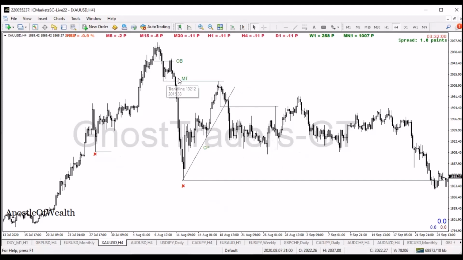So what we're going to be looking for is actually a mitigation block or an order block. In this case, we find that we have a mitigation block. So we're going to take that trade there. Another thing that you need to keep in mind: after price drops, we get to see price pulling back. And when price is pulling back, it's pulling back in a compression.